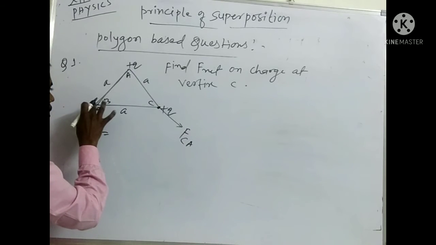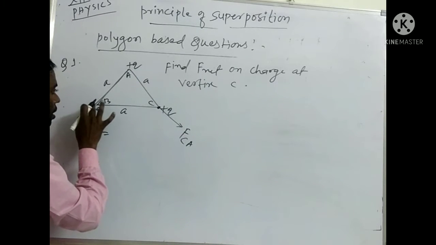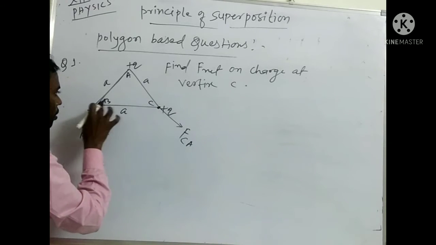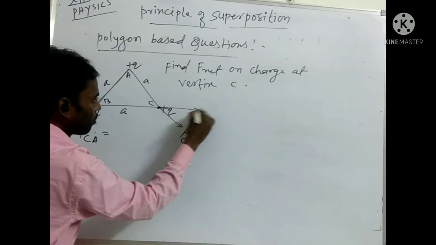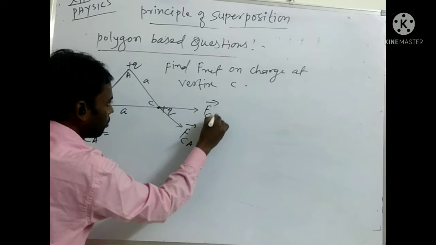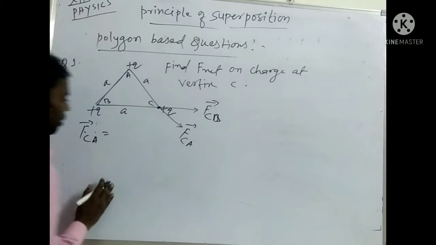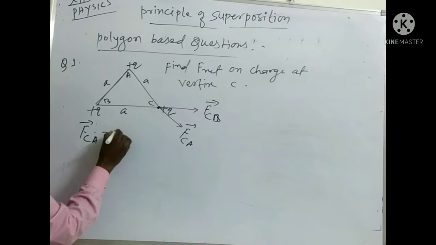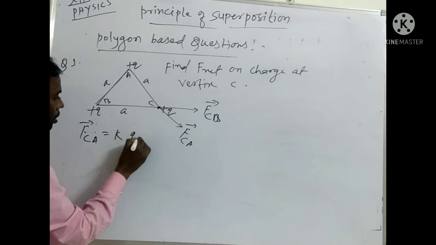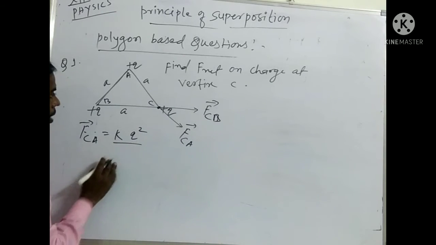Then another force will be added: the force on vertex C due to vertex B. The direction of the force will be this side. Force on C due to B. Here the force is K, the charges Q into Q, Q square, divided by the distance. How much?